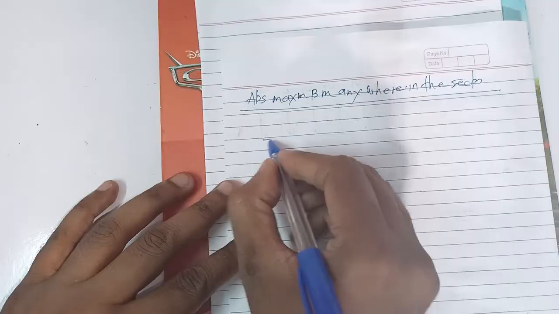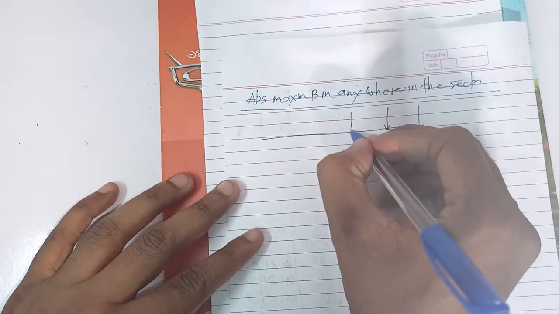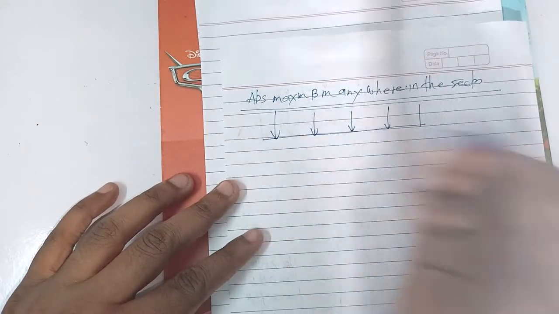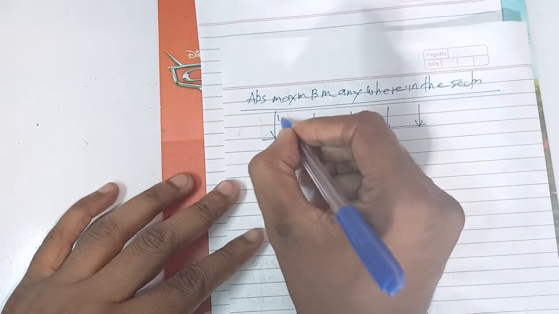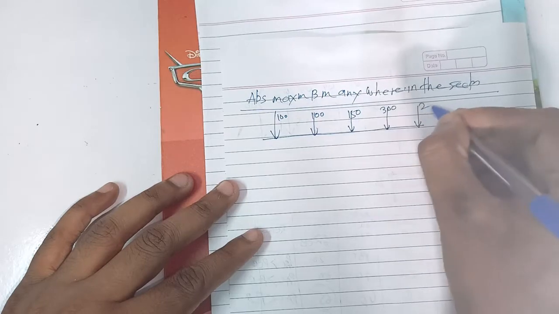So let us take the same loading, that is W1, W2, W3, W4 and W5. We know that this is 100, this is 100, this is 150, this is 300, and this is, I think, 200, like this: 100, 100, 150, 300 and 200.